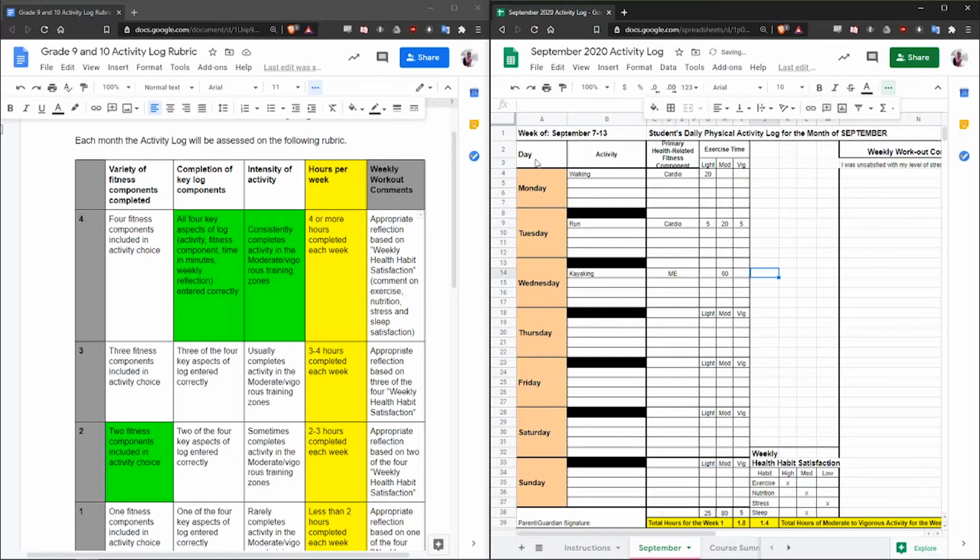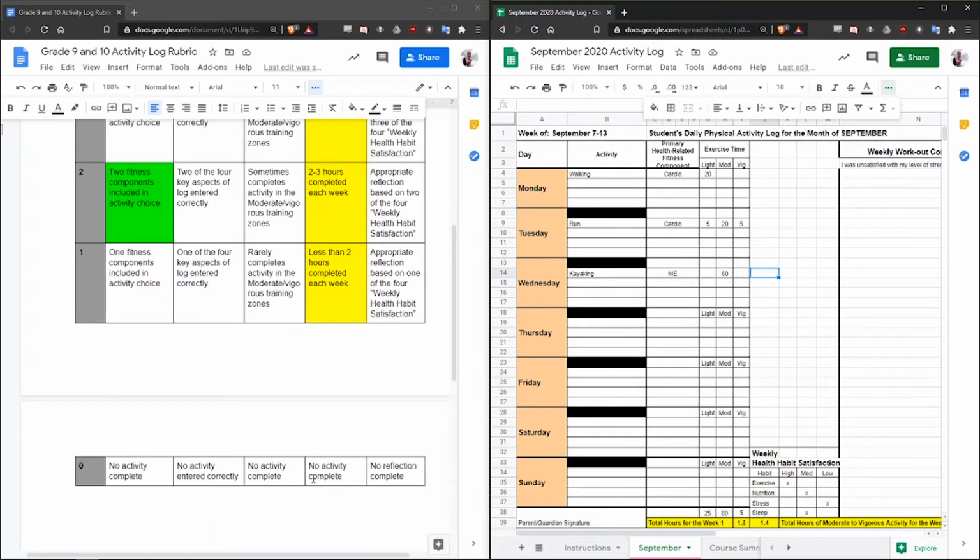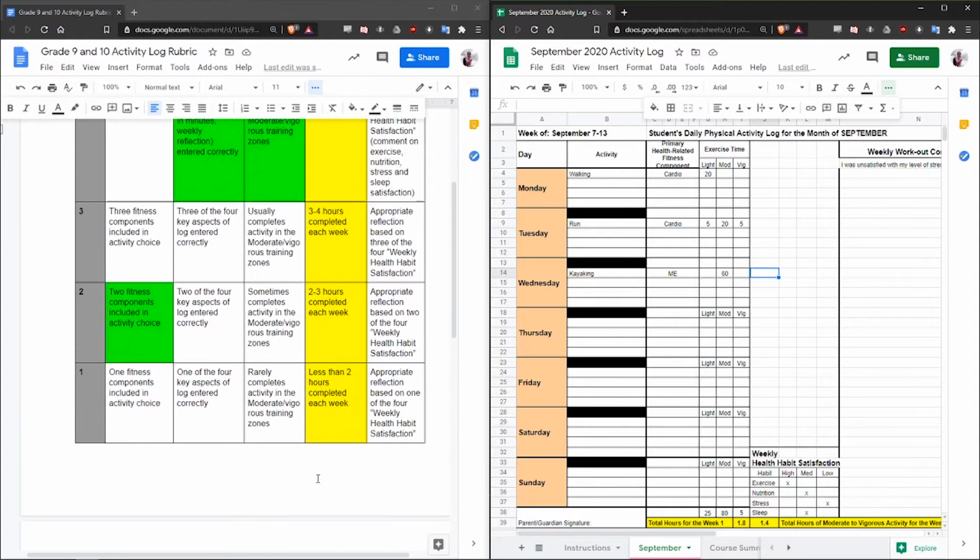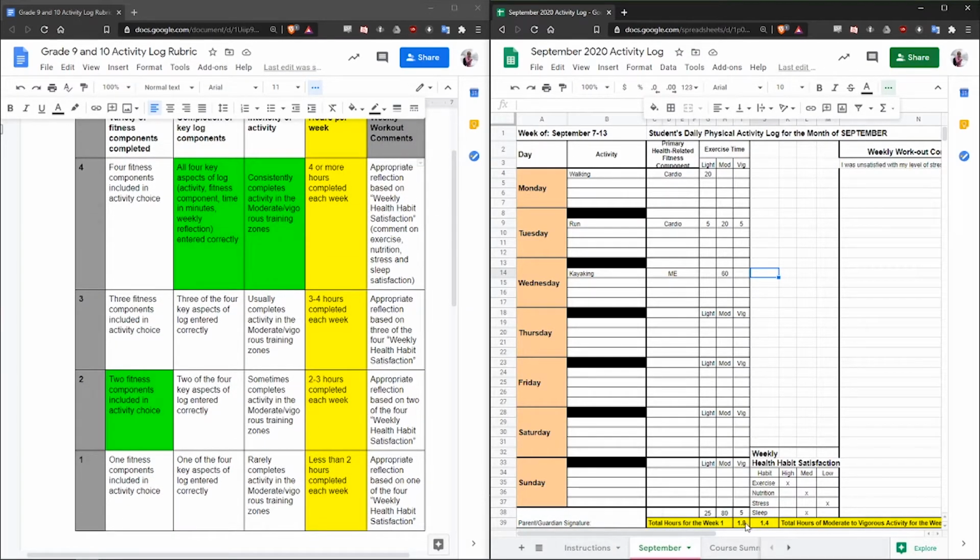All right, next up, we want to look at hours per week. Our goal is, again, to do 4 or more hours each week. You'll notice that there is a range for each level or mark. So for individuals who complete 4 or more hours a week, they get 4 out of 4 of that area, all the way down to, obviously, if you complete 0 activity, there's no activity complete, you can get a 0. This individual completed 1.8 hours of activity. So therefore, for this part of the rubric, they would get a 1.